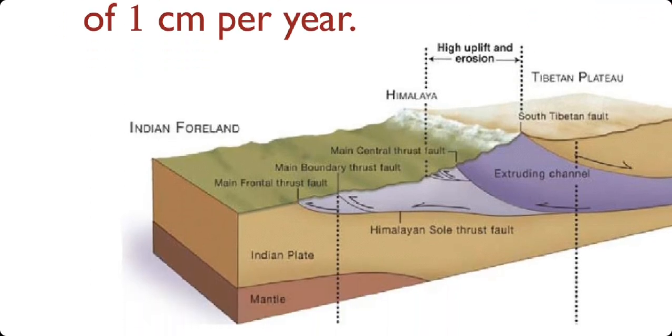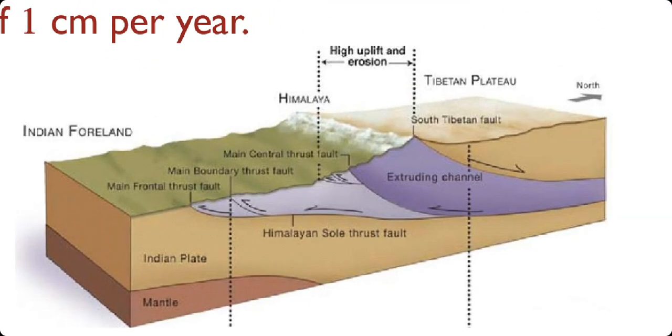This diagram is to show you about this process. On the left hand side, with the dark green color, is the Indian foreland, and it's pushing towards the north. And in the north we have the Tibetan plate, and you can see the light violet zone. It's pushing below the Tibetan fault zone, and because of that, the Himalayas have risen up.